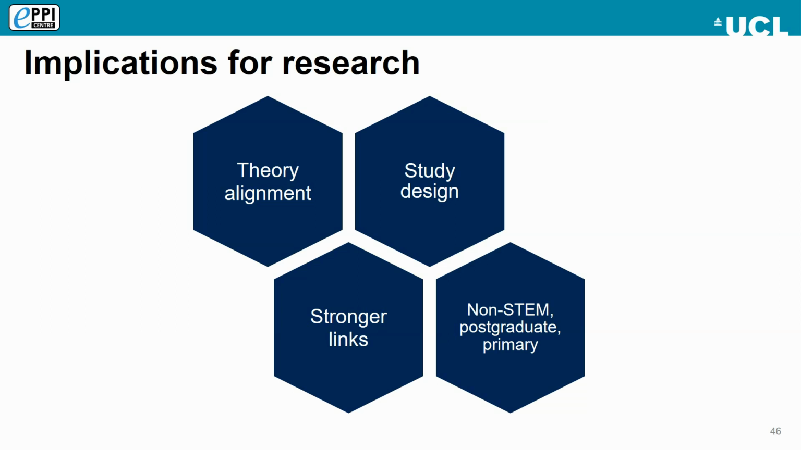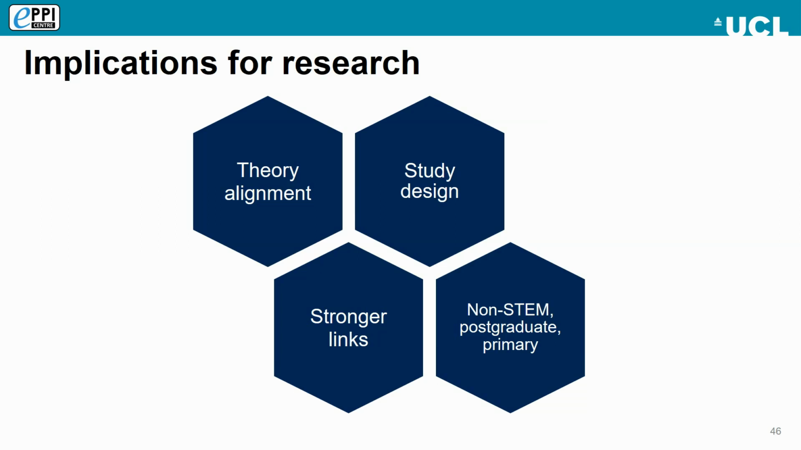Stronger links are needed between schools, educators, and higher education institutions. And further research is suggested at both levels of education in non-STEM areas. STEM has been found to be quite highly researched, and so other areas outside of STEM are suggested, as are research being conducted at postgraduate level as well as in the primary schooling level.